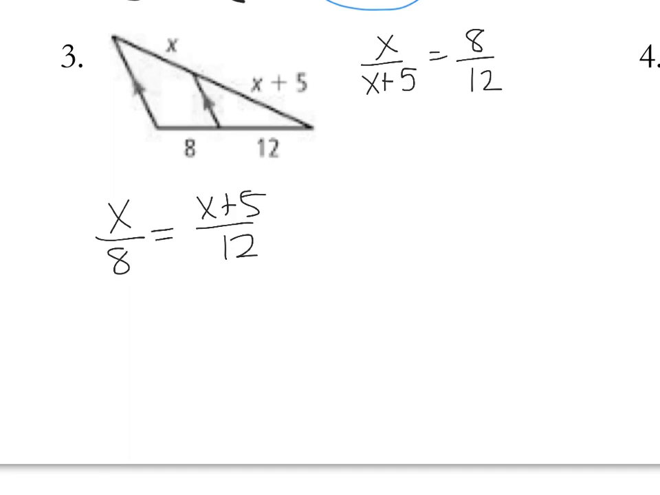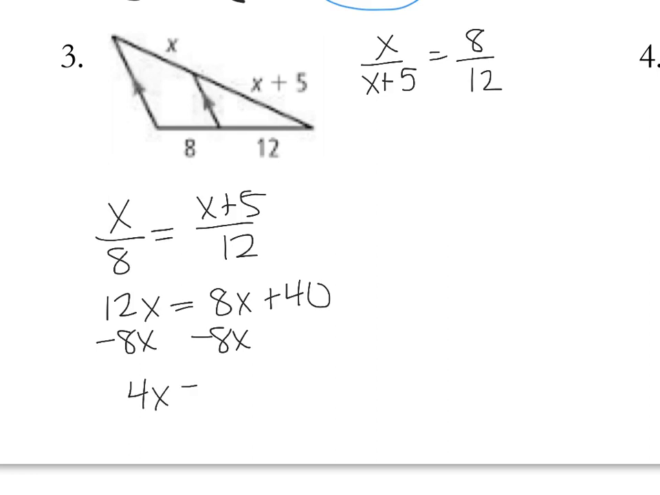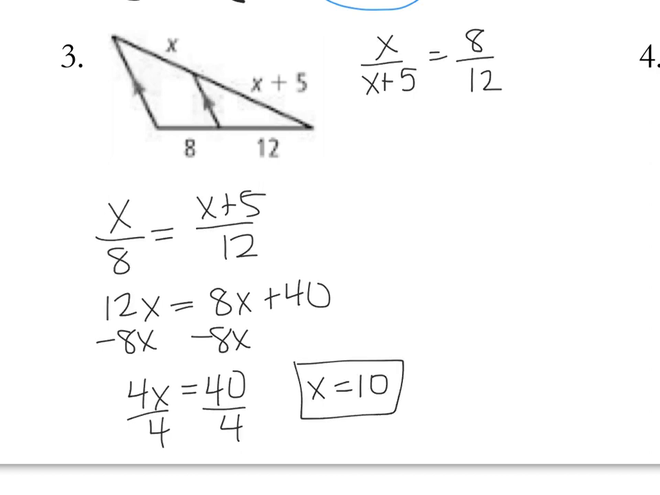You can keep the pieces that are on the same side of the triangle together, or you can keep the pieces that are in the same position together. So either way, if we cross multiply, we get 12x is equal to 8x plus 40. And then this one's nice. I don't have an x squared, so this one should have been easy for you to solve. We're going to subtract the 8x. We get 4x equals 40, and we're going to divide by 4. You should get x equals 10.